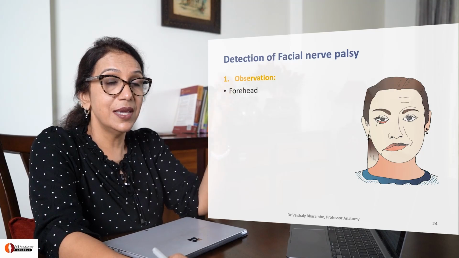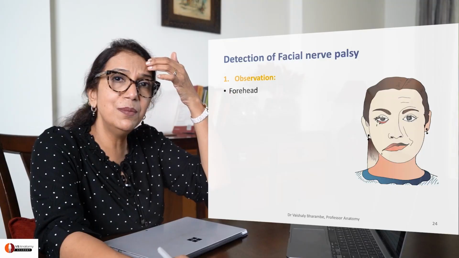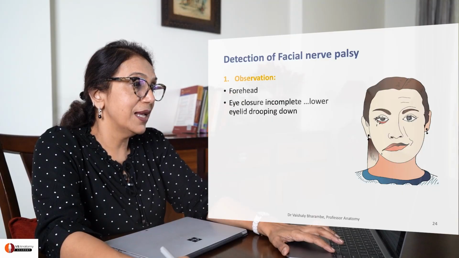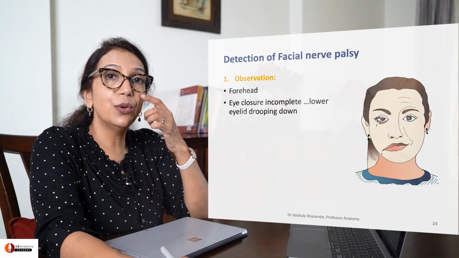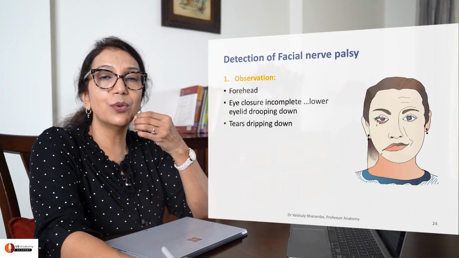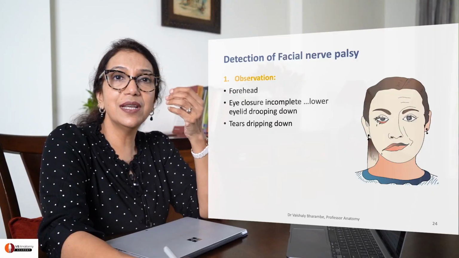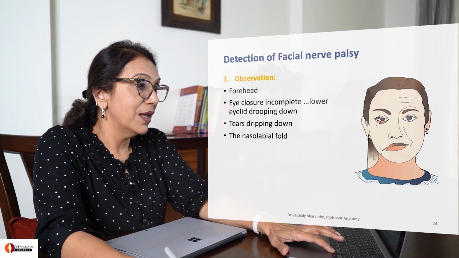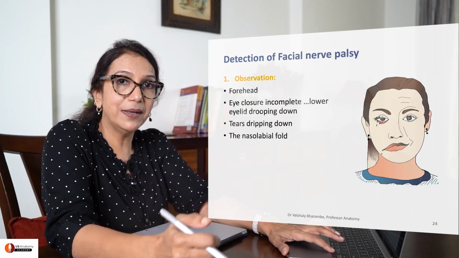Is it smooth? Yes, it is smooth because all the action of occipitofrontalis, which causes some horizontal creases on the forehead, is lost. Look at the eye. It may not be completely closed. It may be incompletely closed with a drooping of the lower eyelid. If the lower eyelid is drooping, you will find some tears dripping down his or her face. You may have the patient coming with a handkerchief in his or her hand trying to just wipe those tears, or maybe tissues. Nasolabial fold is gone.